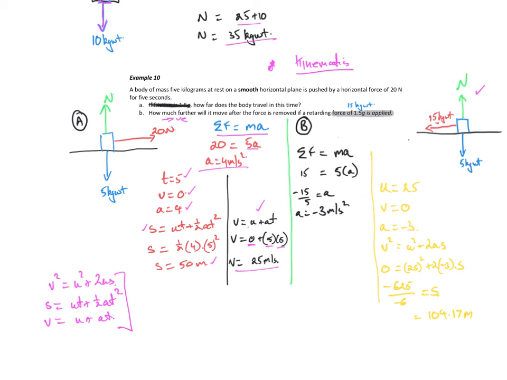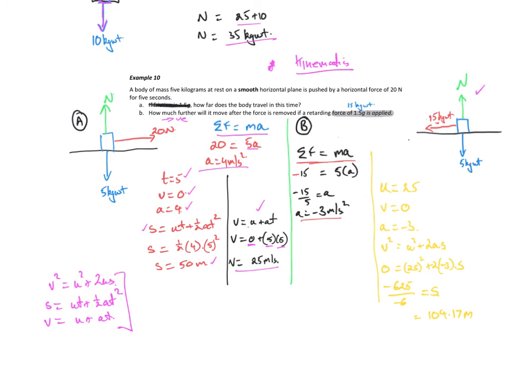So we want to know how much further the particle will continue to move until it comes to rest. So again, starting point always, sum of the forces equals MA. This time I've got a force acting to the left, which is a negative direction, because I've made right positive, equal to 5A, because they're the only forces I've got, which means my acceleration, or deceleration, is negative 3 meters per second squared. So that's now the new acceleration of the system.